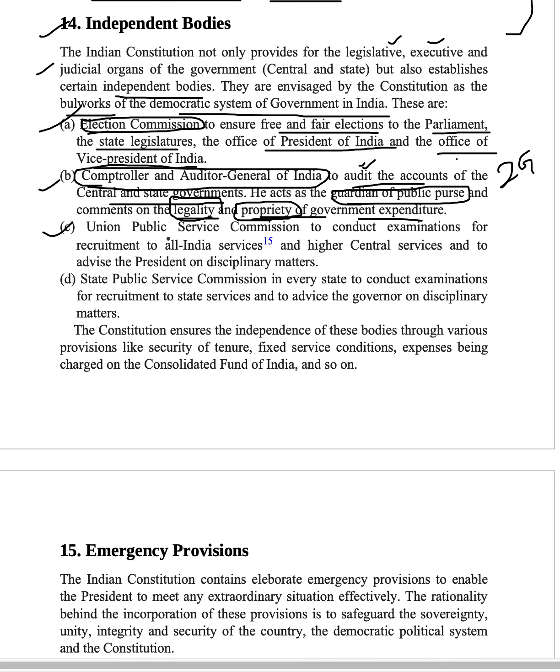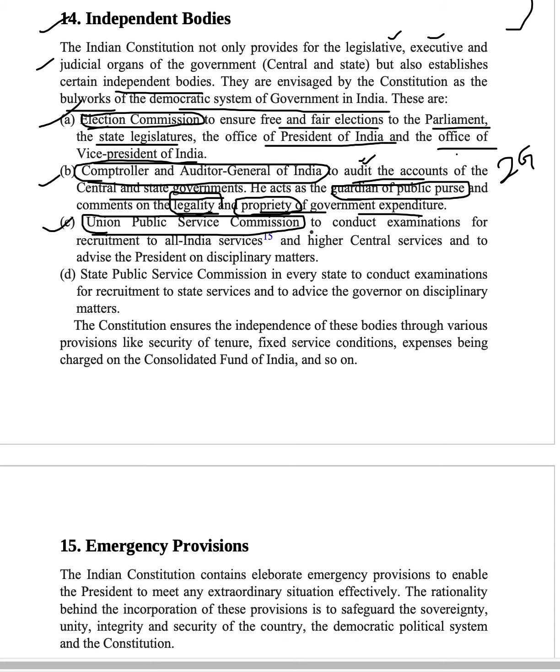Then third is the Union Public Service Commission. All of us know what UPSC is. We all are preparing for it, I have already cleared, and you guys are preparing for UPSC. It conducts examinations for recruitment to all India services and higher central services, and advises the President on disciplinary matters.